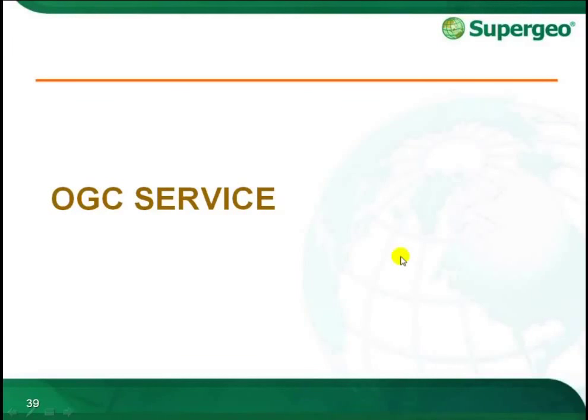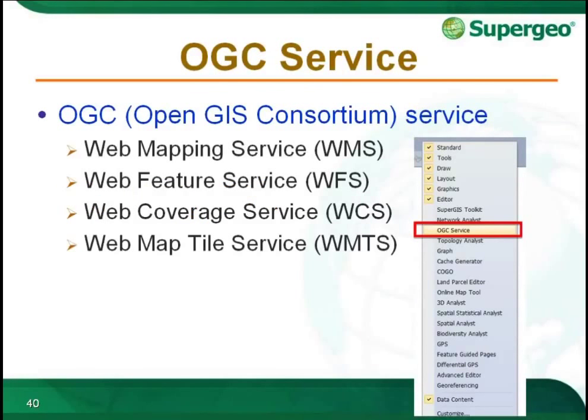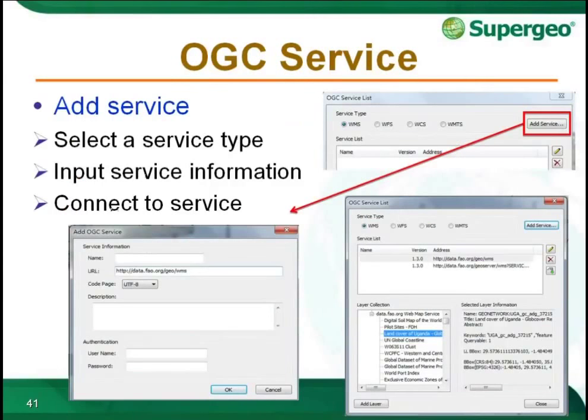OGC service. SuperJIS Desktop provides OGC service for users to get layers or image data they require. OpenGIS Consortium is a voluntary, non-government, and non-profit organization devoted to developing open-system geographic information. WMS, WFS, WCS, and WMTS data are provided in OGC service of SuperJIS Desktop.